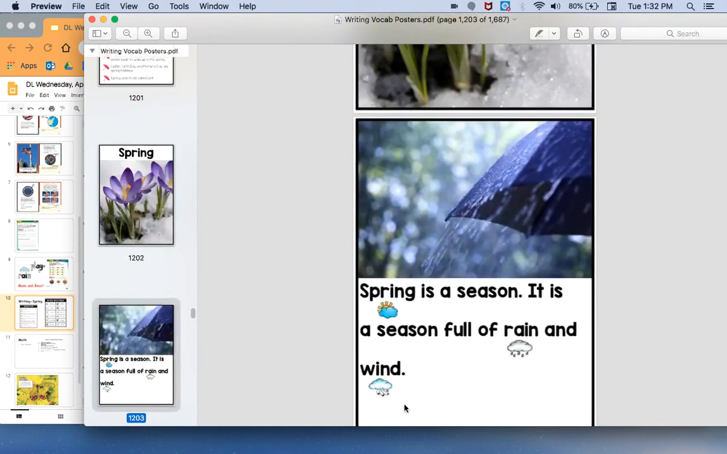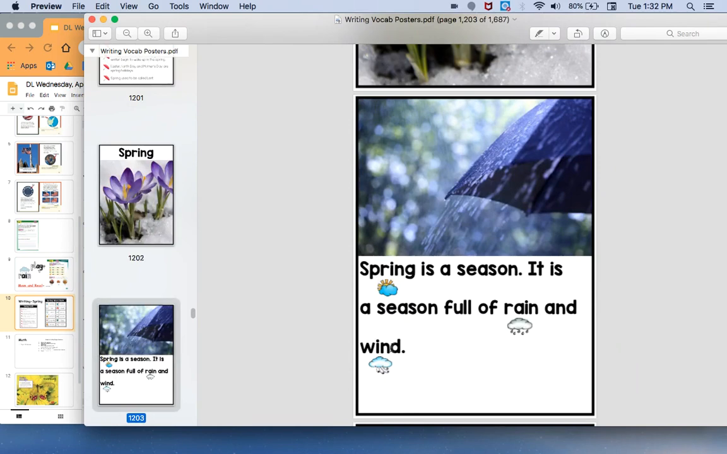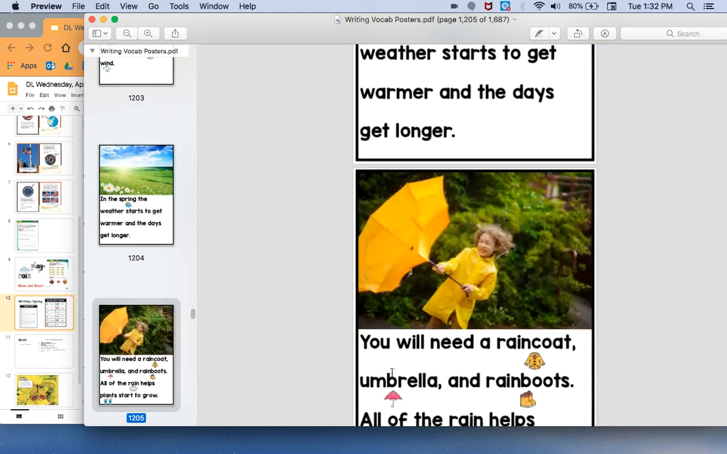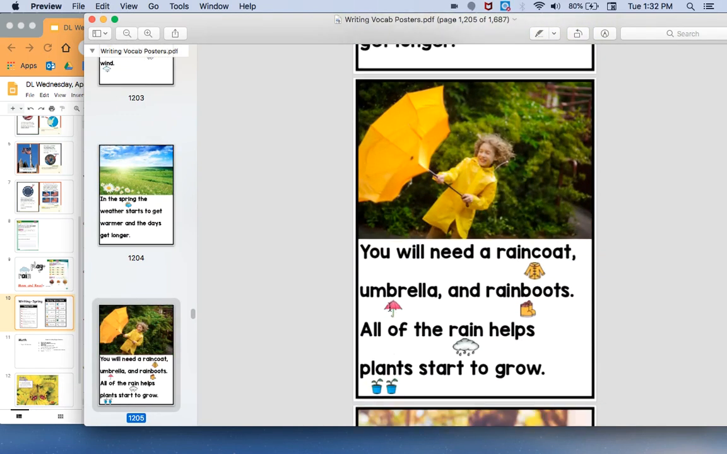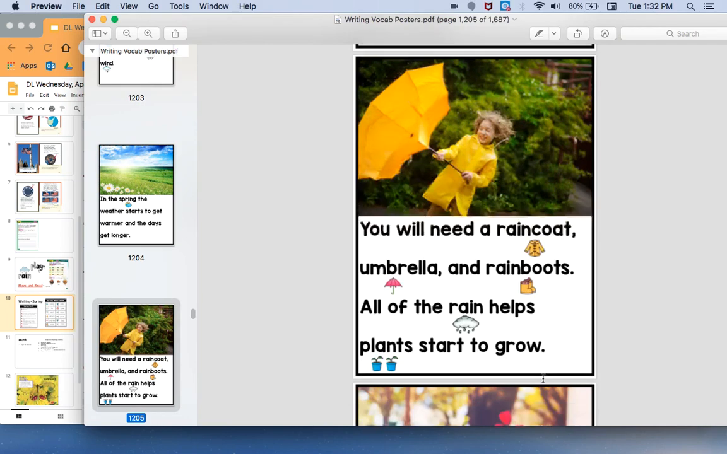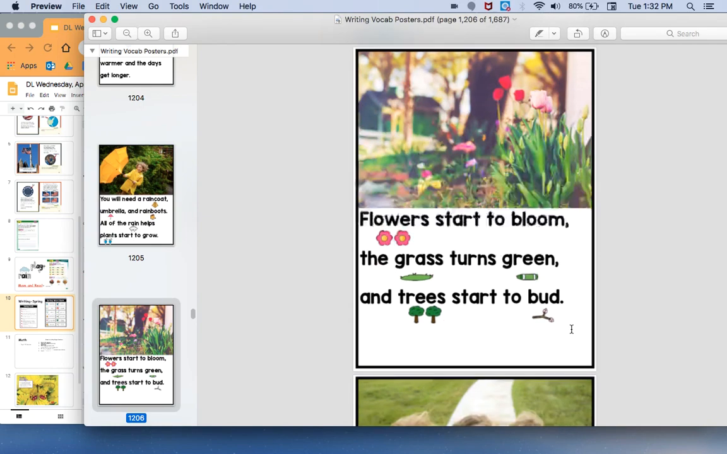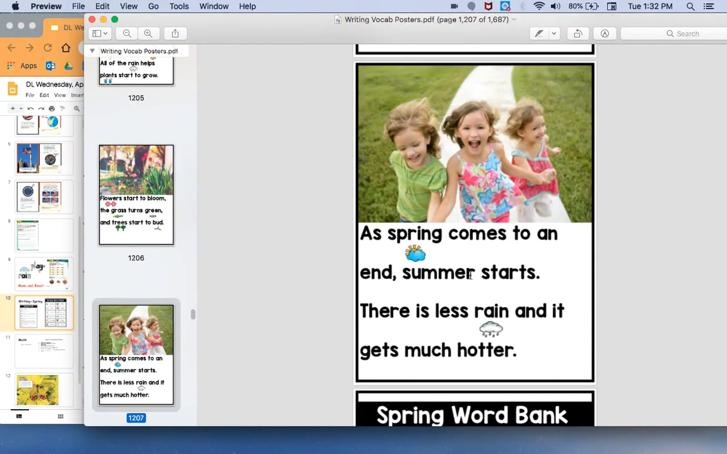So spring is a season. It is a season full of rain and wind. In the spring, the weather starts to get warmer and the days get longer. You will need a raincoat, umbrella, and rain boots. All of the rain helps plants start to grow. Flowers start to bloom and the grass turns green, and trees start to bud. As spring comes to an end, summer starts. There is less rain and it gets much hotter. And we are really hoping by summer we'll be able to go back out and play with our friends.